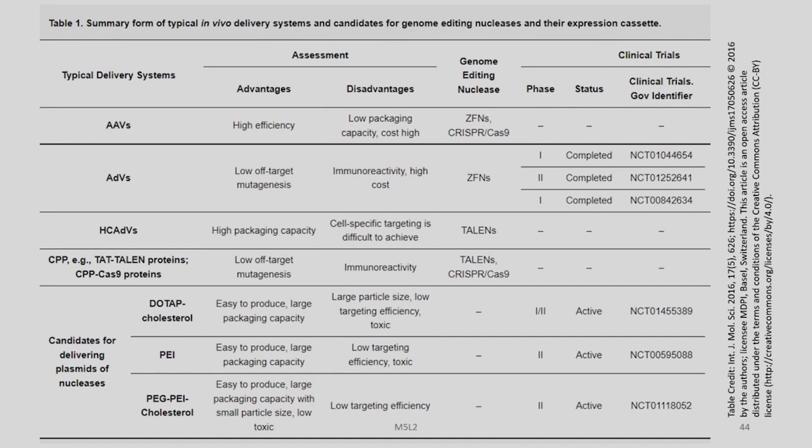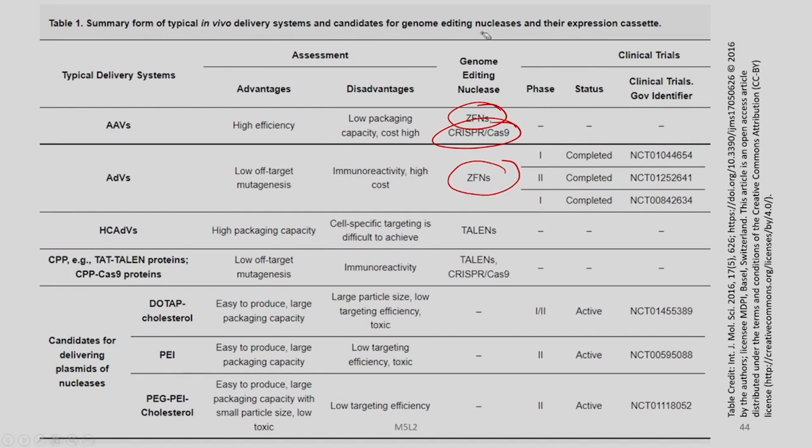So, these are in brief the typical in vivo delivery systems and candidates for genome editing nucleases and their expression cassettes. You can see here the typical delivery systems, the viral systems AAV, ADV, HD-ADVs. Then you have others here, not important for ZFN. Mostly the AAVs are used for ZFNs as well as CRISPR-Cas9, and ADV is also being used.